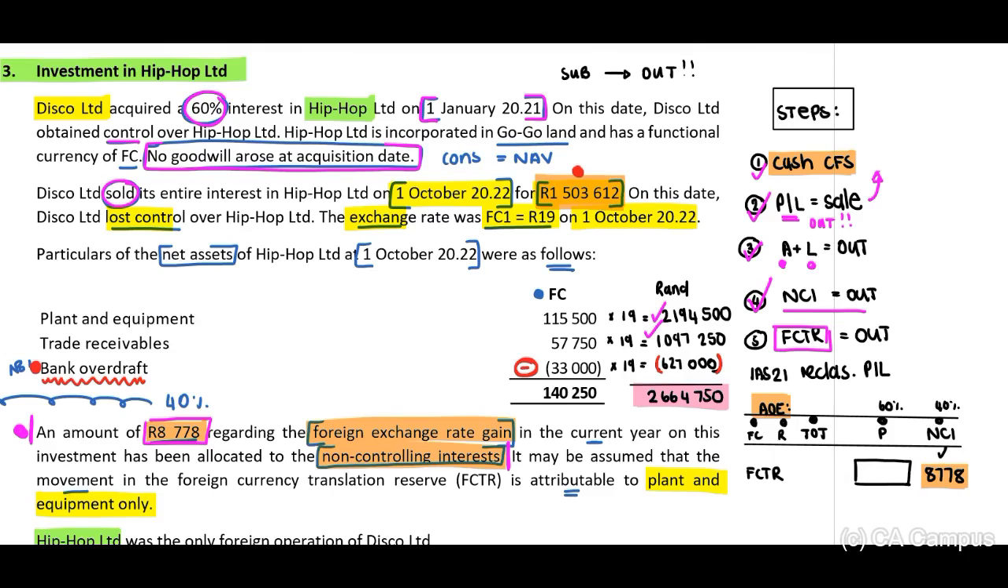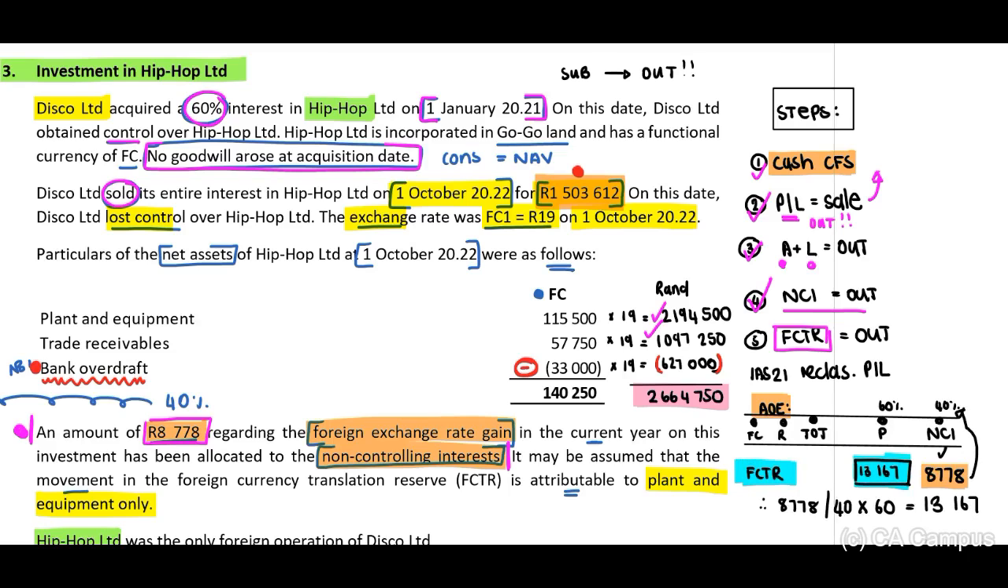But we are able to calculate this because 8778 represents 40%. Therefore, 8778 divided by the 40 times 60 will provide us with our 60%, and this will be an amount of 13167. Therefore, that 13167 should be allocated to our FCTR account.